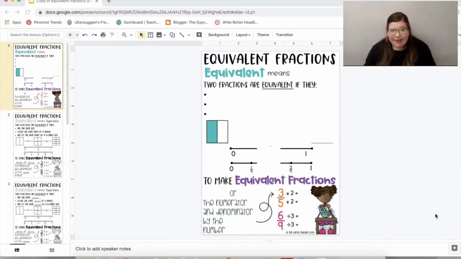Have you heard of equivalent fractions before? But hold up, let's take a little step back and just focus on the main word, fractions. I want you to tell me if you know anything about fractions. What is a fraction? If you said that a fraction is part of a whole, you would be correct.